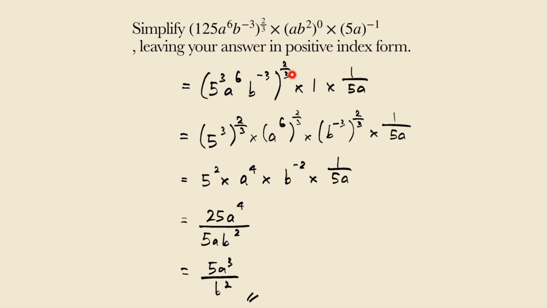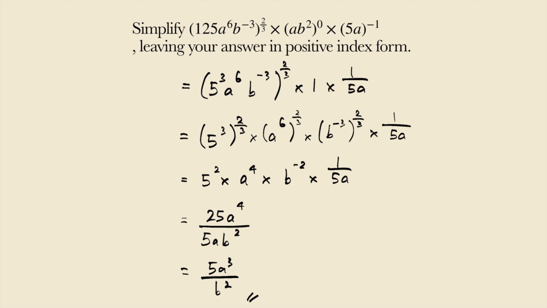Okay, now the power 2/3 will apply to everything here. Power 2/3 applies to 6. Power 2/3 applies to the negative 3. Okay, this turns into 5 squared, a power 4 and b to the power negative 2. So isn't this 25? A to the power 4. Notice this is b power negative 2, so it will be b squared if I put it down there. And what's down there together with b squared? It is 5a. This is the denominator.